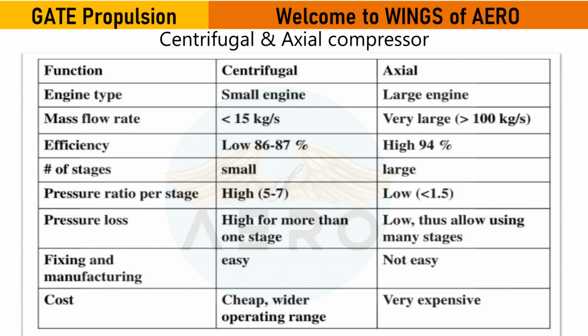The centrifugal compressor is usually implemented for small engines, which we have already seen in the introductory part on the centrifugal. Axial is for large engines. That's why most heavy vehicles like transport, cargo, and fighter aircraft prefer to use an axial compressor. For small aircraft they use the centrifugal one. But looking into the mass flow rate, these are the optimum range of mass flow rate, or you can say the operating mass flow rate.